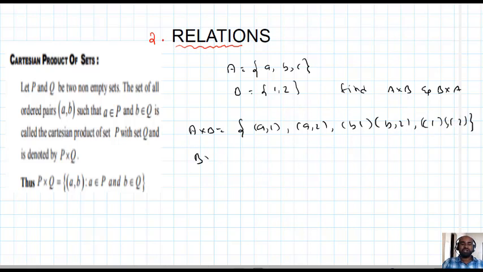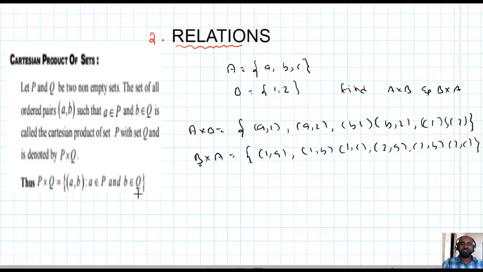We want to write B cross A. These are also sets of ordered pairs only, where the first component belongs to set B. Okay, (1, a), (1, b), (1, c), (2, a), (2, b), (2, c). This is B cross A.